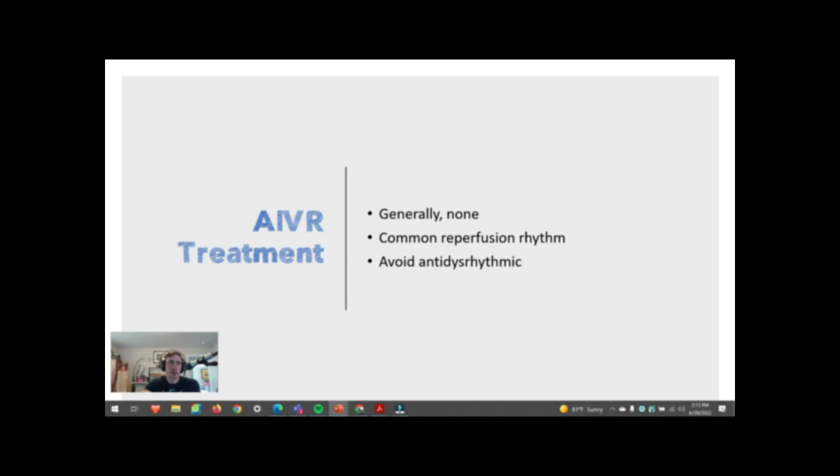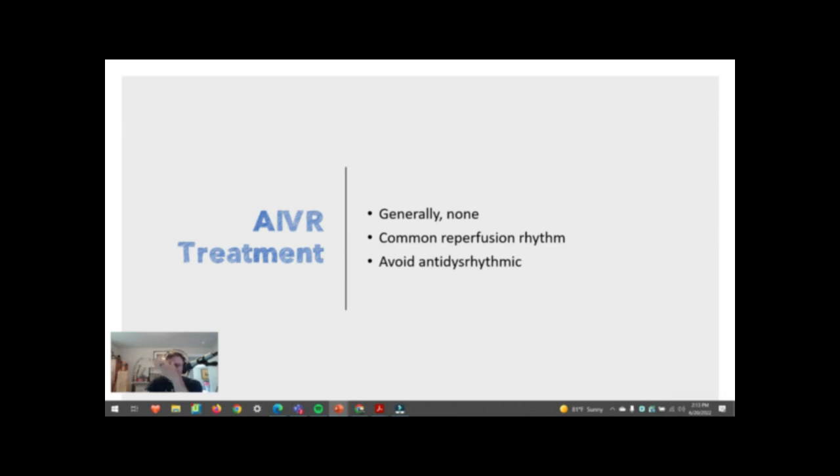Accelerated idioventricular treatment, nothing. Generally nothing. It's observed. You just monitor it, because if the ventricles happen to be the only thing that are contracting, and you administer an antidysrhythmic like lidocaine or amiodarone, you can kill that patient, because you're taking away their only remaining ability to conduct electricity and perfuse the rest of the body and the brain.